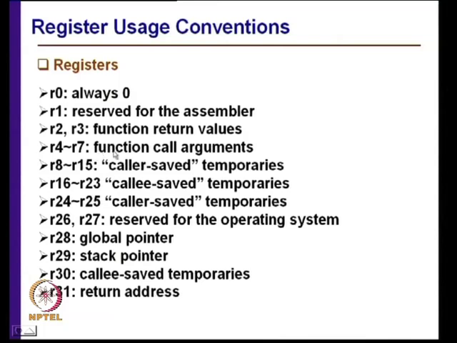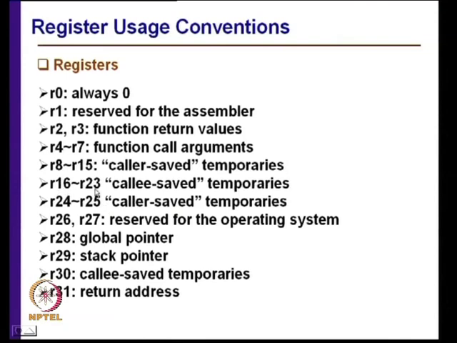are used by the subroutine to pass parameters to the function. That means the main program can pass parameters to the function using these 4 registers, R4, R5, R6 and R7. Then you have other registers like R8 to R15, there are 8 registers, they are caller saved temporaries. So, they are used to save temporary values.